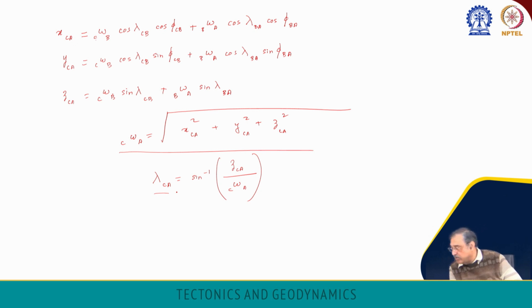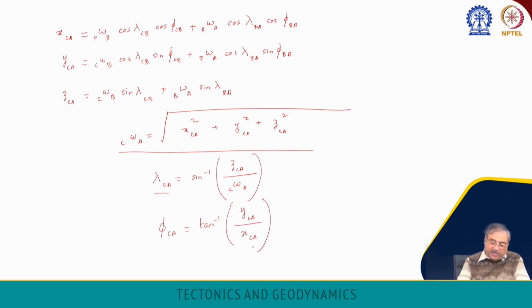So, we know what the latitude would be. How about the longitude then? How do we find out the longitude, phi CA? This is the other thing that was important. And for this, just using basic trigonometry, this would be equal to the tan inverse of YCA divided by XCA.